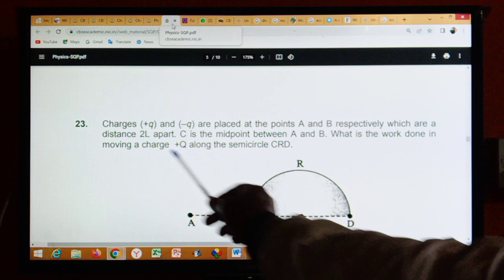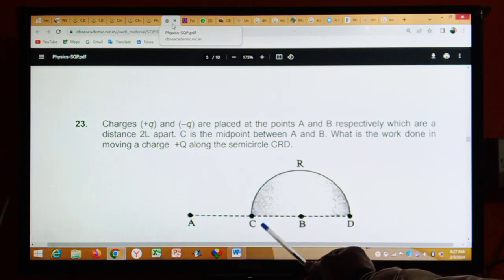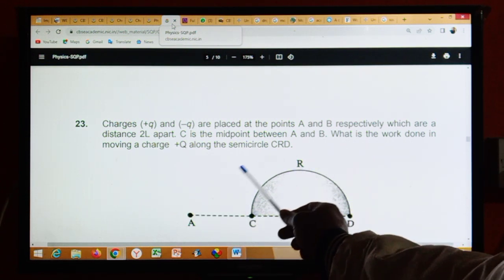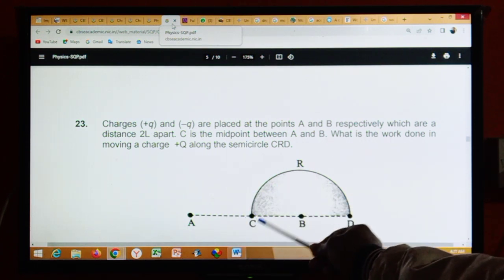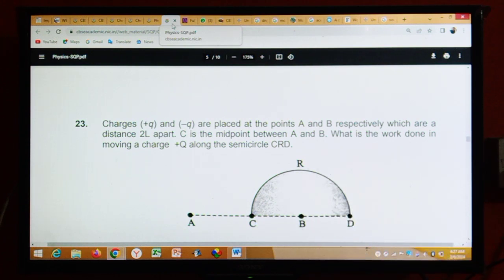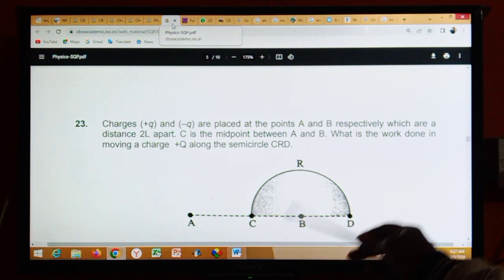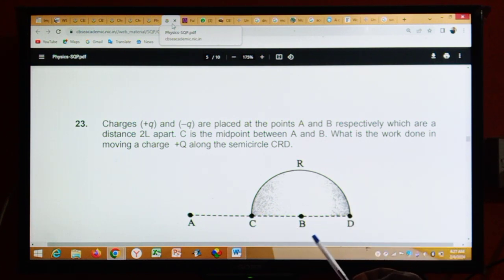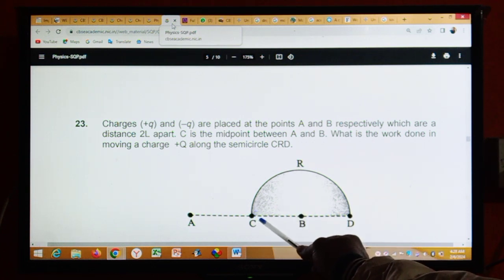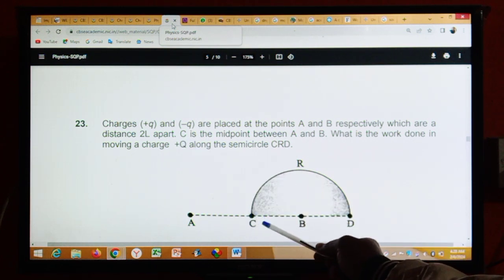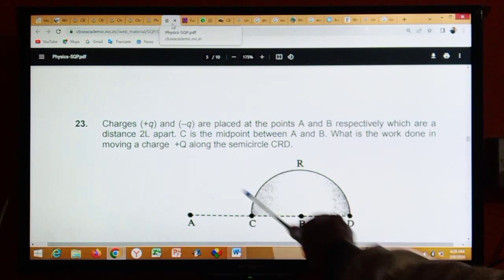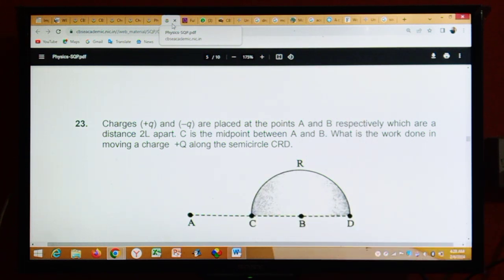Next, what is the work done in moving charge plus Q along the semicircle CRD? Means we have to move a charge plus Q along the semicircle CRD, which has been given in the problem. So we need to find out the work done, right? The definition of work done is basically the potential difference between this point and this point, multiplied by that charge. Then we will get the work done in moving the same charge from this point to this point, right? This is the concept.